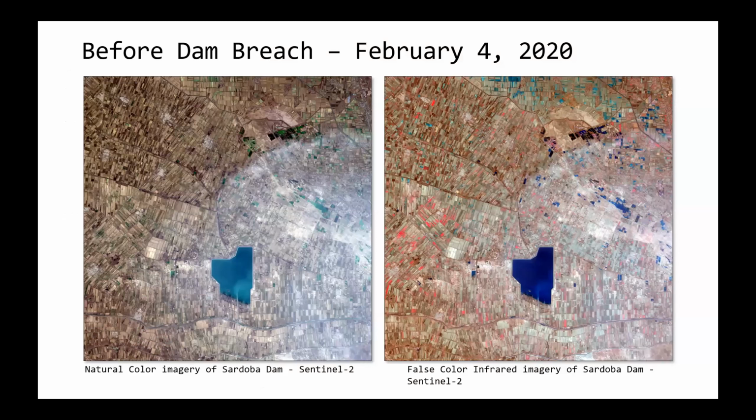So this is imagery that represents before the dam actually breached. You can see this large body of water in the lower center of the image is the reservoir created by the dam itself. This is Sentinel-2 imagery. On the left, you can see just natural color imagery, which I described previously. This is what the naked eye would see. And on the right, you can see false color infrared imagery, which shows the utility of a spectral index, a band combination that allows you to see water much more clearly than in the natural color image.